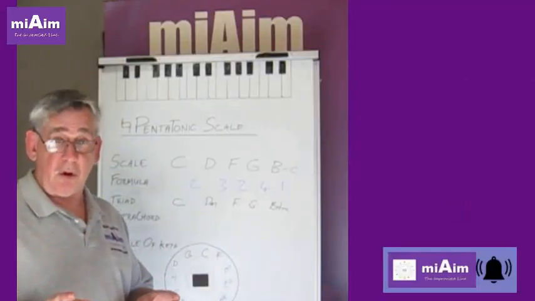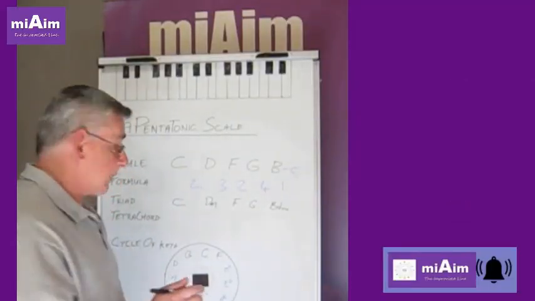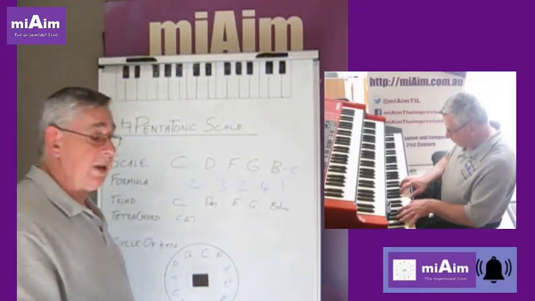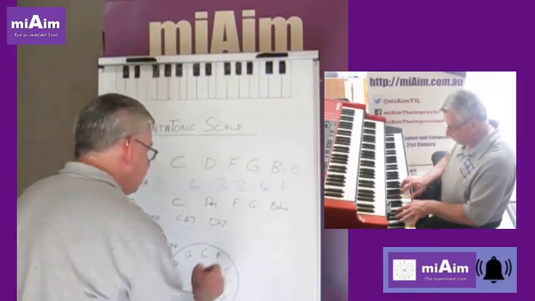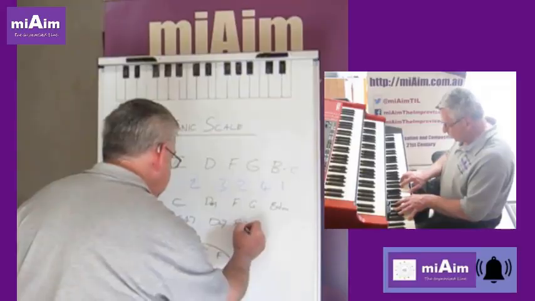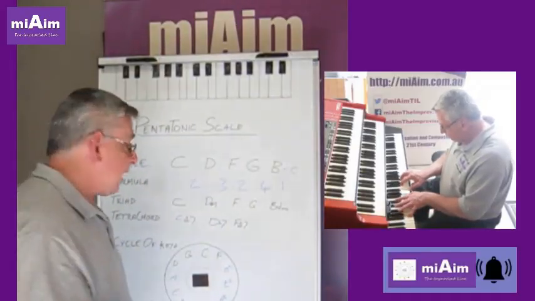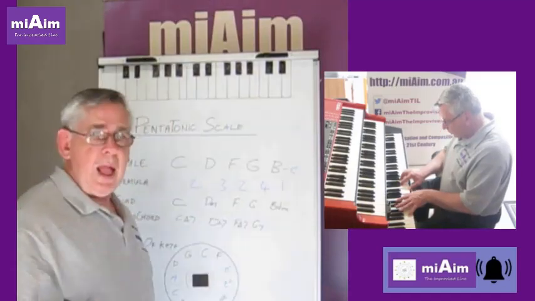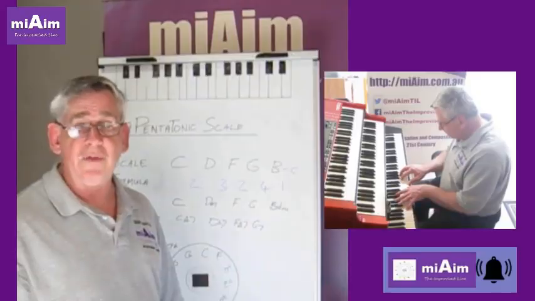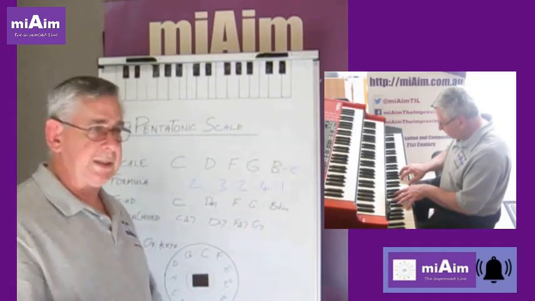The TetraChords are going to be a C major 7th, D minor 7th, F major 7th, a dominant G 7th, and a B dominant 7 flat 3 flat 5, or a half diminished 7th.